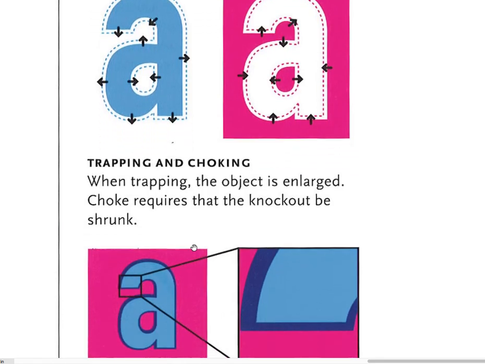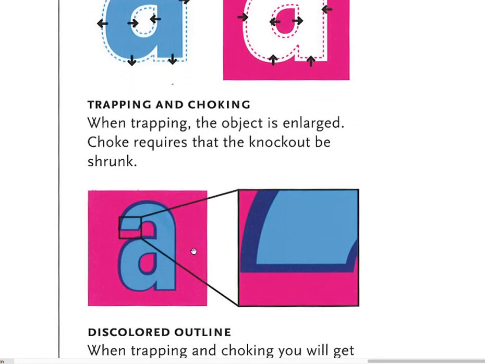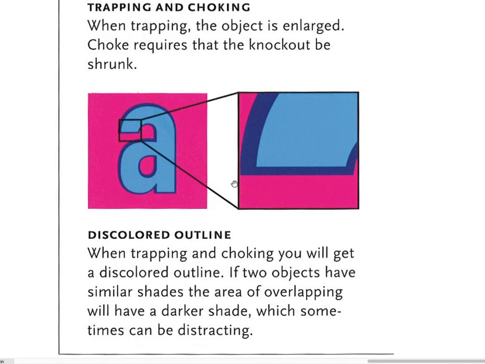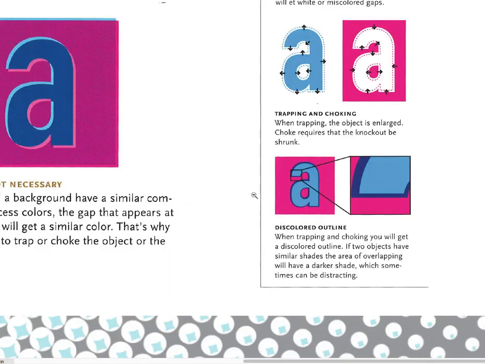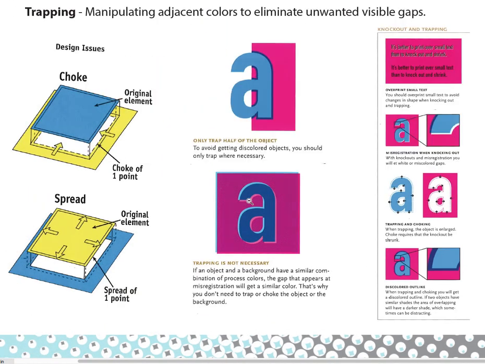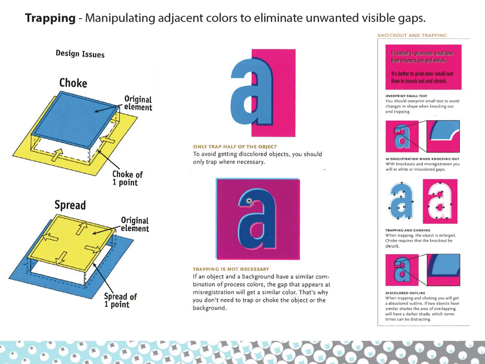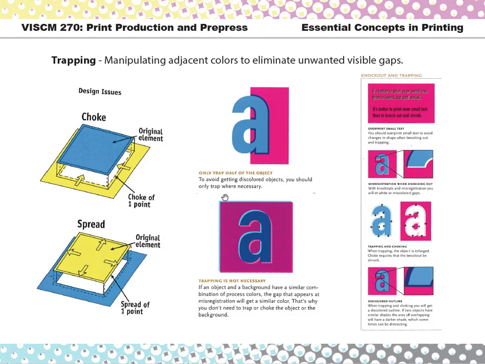So when trapping is there, you'll get this discolored outline, but the trap is so tiny that you won't see it with your unaided eye, without a microscope or a magnifying glass. So a trap is about 1/4 of a point. So if you think of a 1-point line, think of 1/4 of that is the trapping amount. So it's a very minuscule amount, and the computers take care of that.